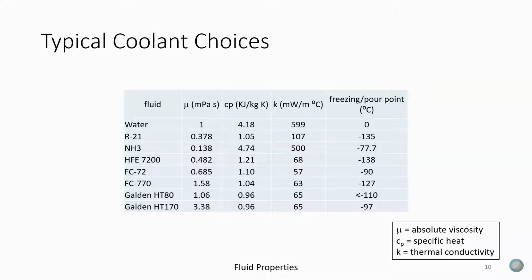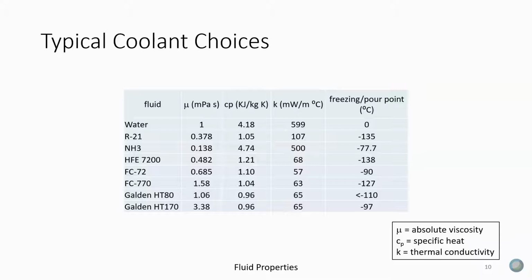We'll go through all these, but what you want to look at here is we've got HFE-7200, which is the analog to Freon 21, has about the same properties, but lower thermal conductivity, and about the same freezing point. We get to the FC72, FC770, and the Goldens, our viscosities are about 1.